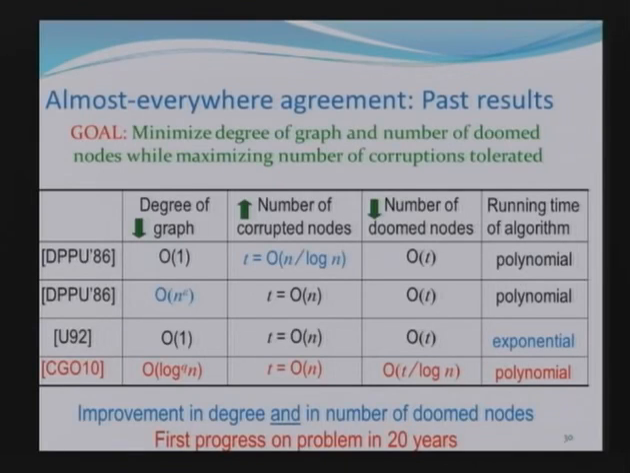And in fact, we even succeed in reducing the number of doomed nodes. The number of doomed nodes is t over log n, so it's reduced as opposed to the earlier cases where it was t. The running time of our algorithm is now polynomial.